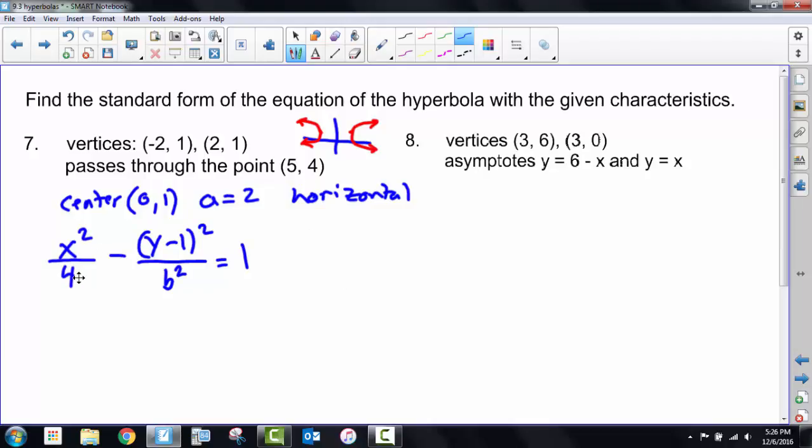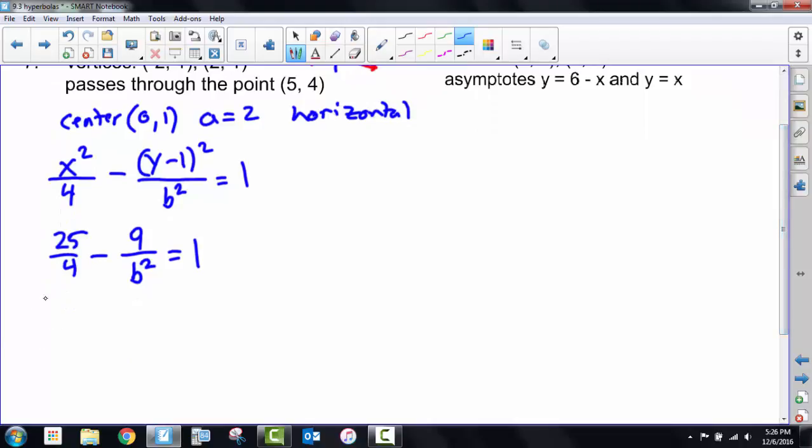So what I have now is one equation, and I have 3 unknowns, x, y, and b. But fortunately, this problem gave us a point, 5 and 4. So we can take that point, 5, 4, and plug it in for x and for y and see what we come up with. So 5 squared is 25. 4 minus 1 is 3. Square it, you get 9. It's equal to 1. All right, not the prettiest equation to solve, but one we can do.